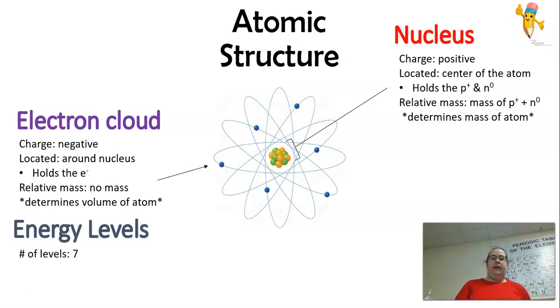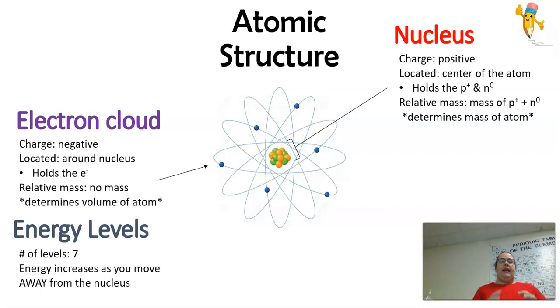Finally, energy levels. There are 7 energy levels in our atoms. That's the number of rings that you have. How many rings are going to hold all of your electrons? As we move away from the nucleus, our energy is going to increase because we can hold more electrons.